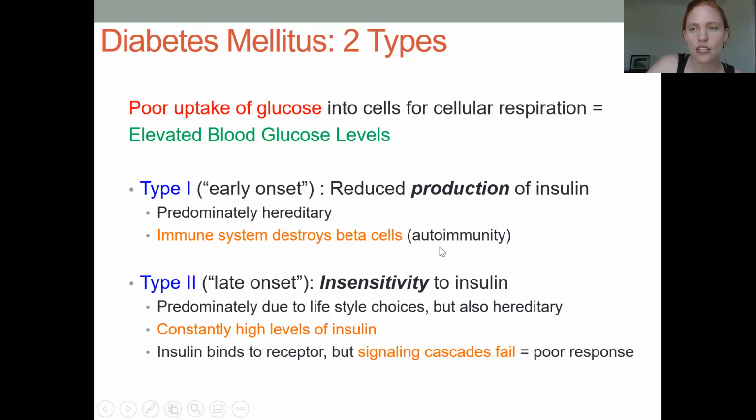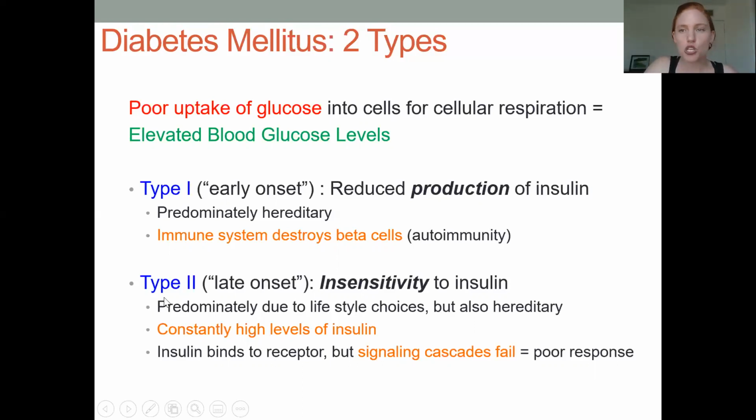And the immune system attacks the beta cells, preventing them from producing the insulin. You can't have the insulin, which means you can't get the glucose into the cells. So that used to be really, really serious, and you didn't survive if you had this. But nowadays you can just inject insulin and you're generally fine.